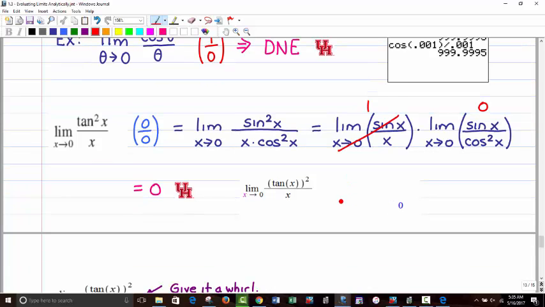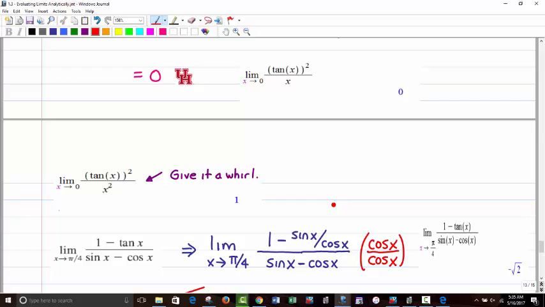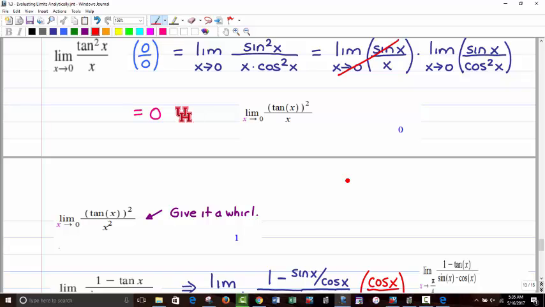Maple says it's 0. Everybody says it's 0. That's wonderful. So I guess I left this one here to see if anybody wanted to give that one a whirl to see what would happen. And I went ahead and put the answer there if you wanted to try it. You'll get 1 for that answer instead of 0.